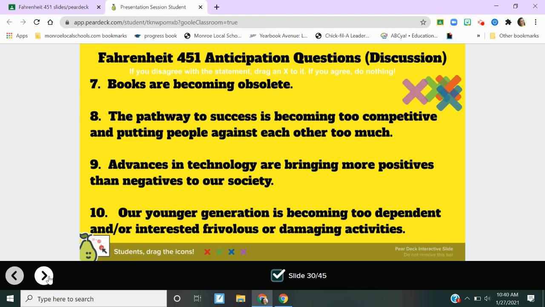Okay, books are becoming obsolete. Yes or no? Some people say yes. Anybody say no? Physical books, probably, right? But we still read. I think a lot of people still read, just maybe not the physical book. Okay, what about this idea? I'm going to skip the second one. Let's look down at the technology and the youth, you youngins.